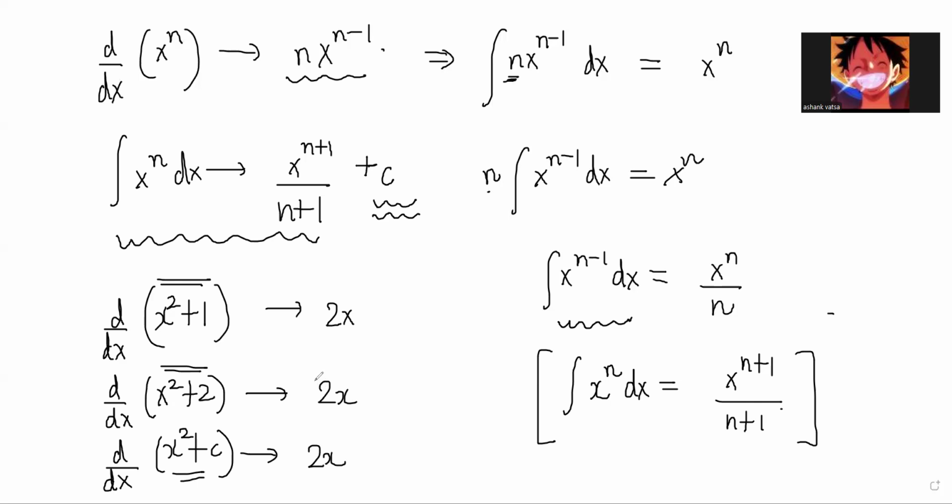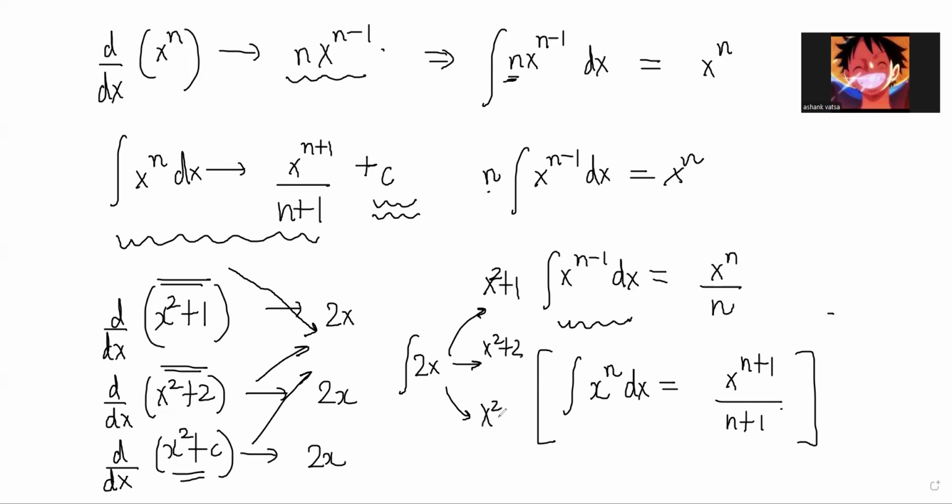So when you do integral of 2x, it can be anything, right? Any of these. Because this operation is all pointing to one thing, the reverse operation can also be anything. It could be x square plus 1, it could be x square plus 2 also. So in order to specify it, we say integral of 2x dx.